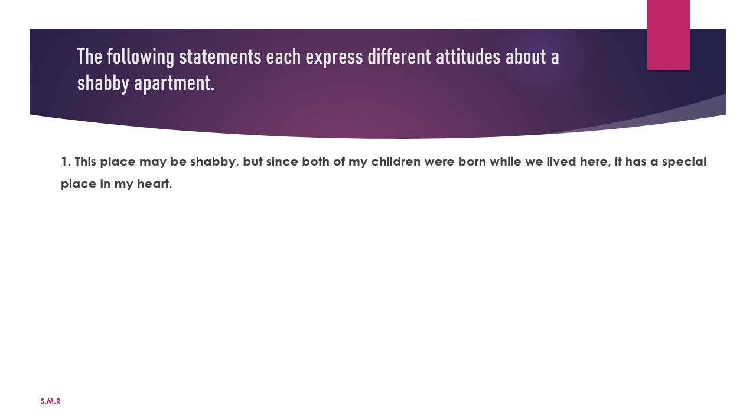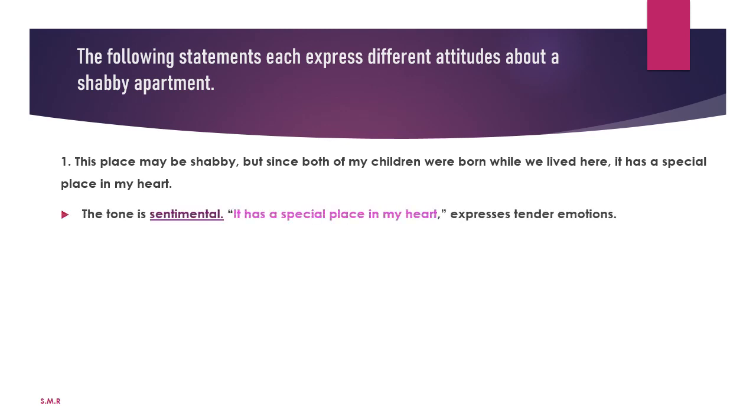So, can we guess what tone the writer has used in this sentence? So as we said, we have to look for the words used and the diction. And this one, we would call sentimental. Why? Since the writer has used the phrase, it has a special place in my heart, which shows his feeling. Okay, so it expresses tender emotion. So the writer is here sentimental.